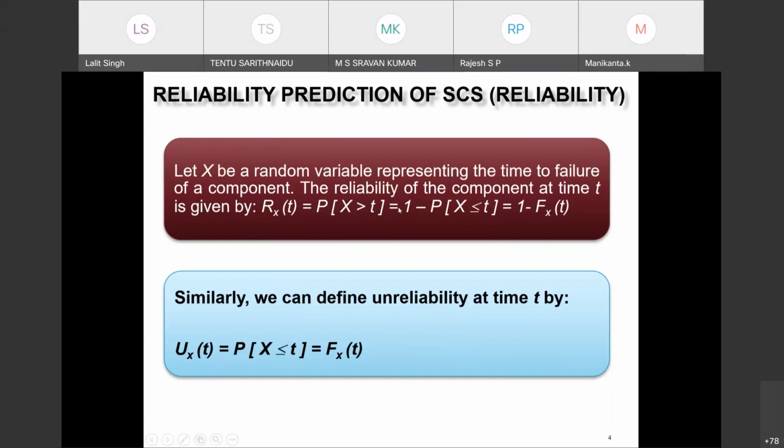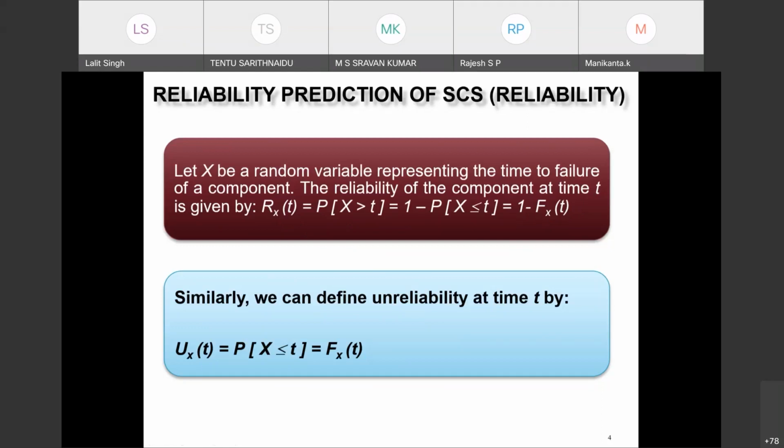and this can be equated as, from probability theory, 1 minus P(X <= t), where P(X <= t) represents the probability of failure because it has failed before time t, and hence we can write it as a failure probability. So it will be equal to 1 minus failure probability, which is also a function of time. So reliability is equal to 1 minus failure probability, and failure probability we sometimes call unreliability. So reliability is equal to 1 minus unreliability.